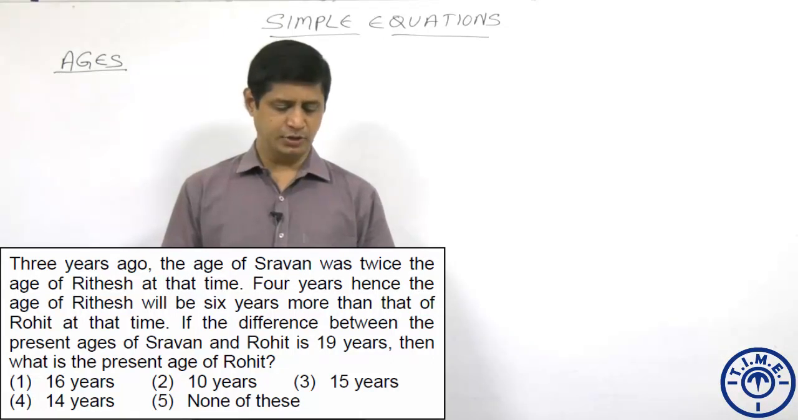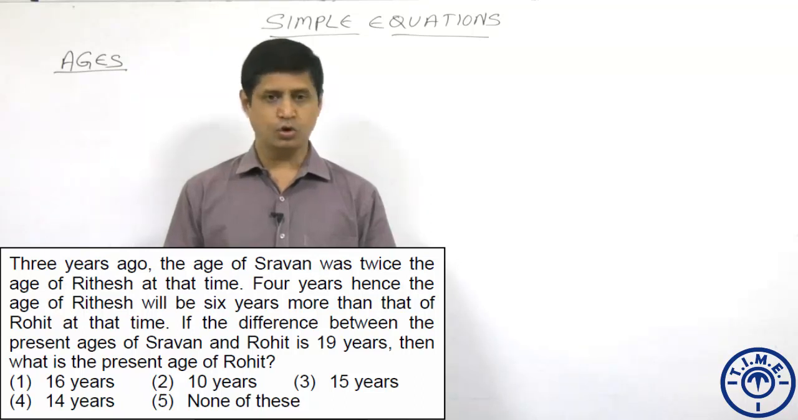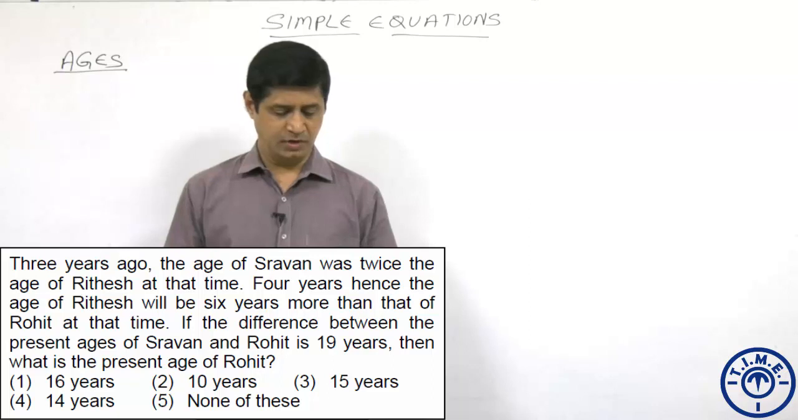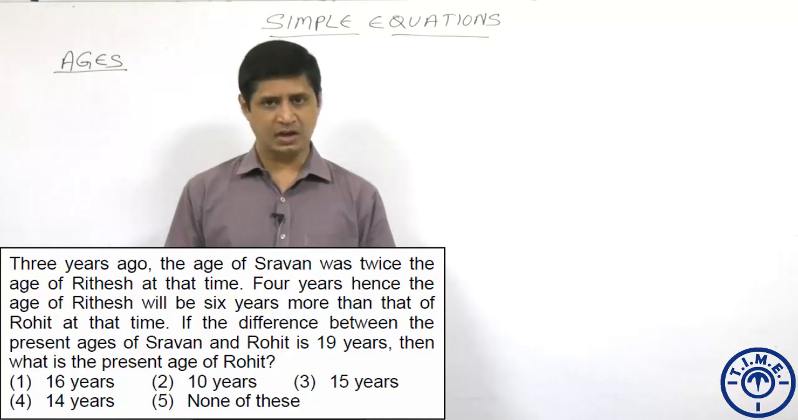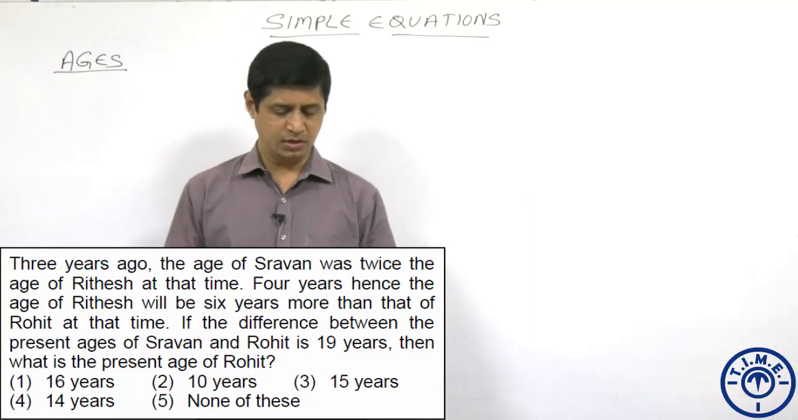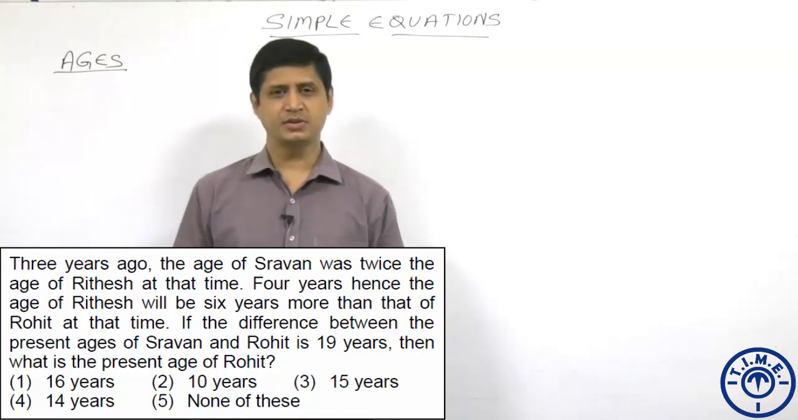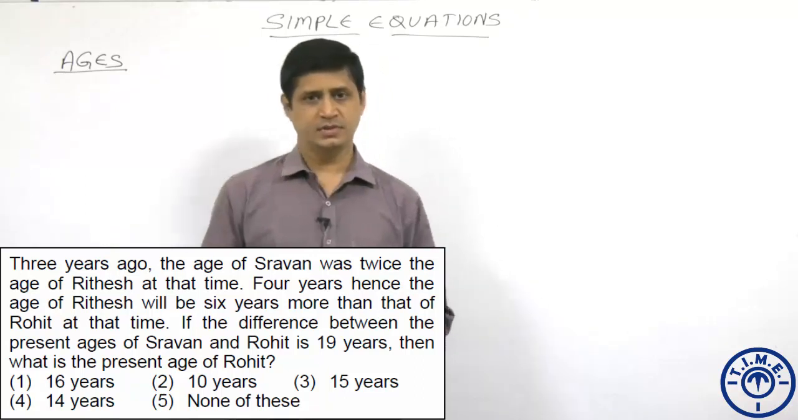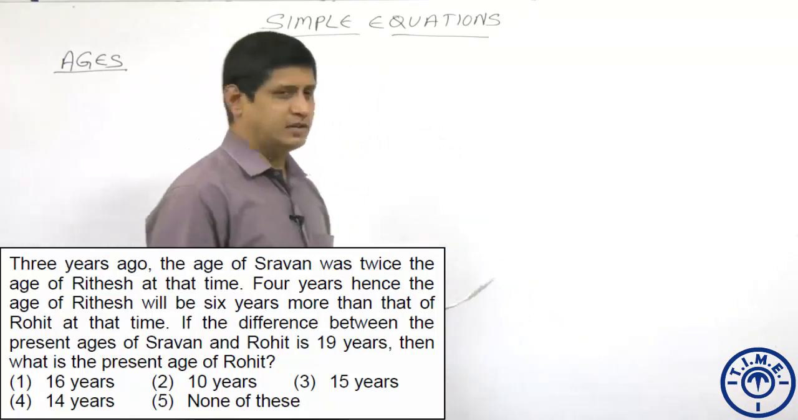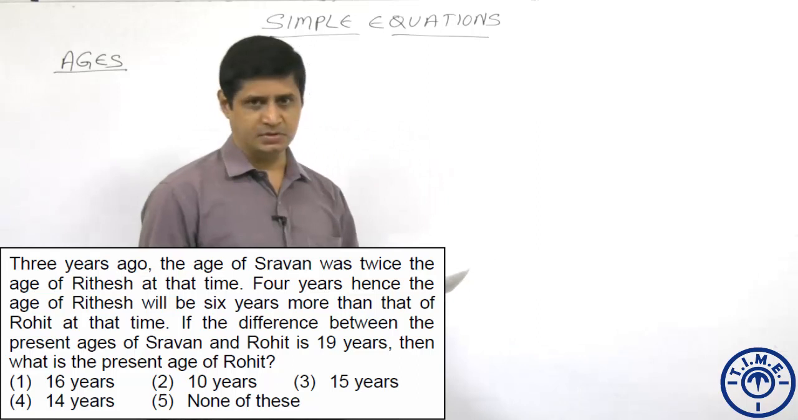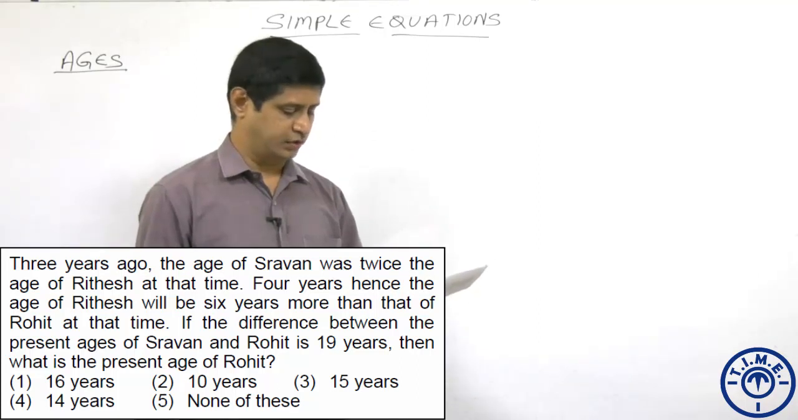3 years ago, the age of Shravan was twice the age of Ritesh at that time. 4 years hence, the age of Ritesh will be 6 years more than that of Rohit at that time. If the difference between the present ages of Shravan and Rohit is 19 years, then what is the present age of Rohit? Now, what is given here? 3 members and 3 years ago information.